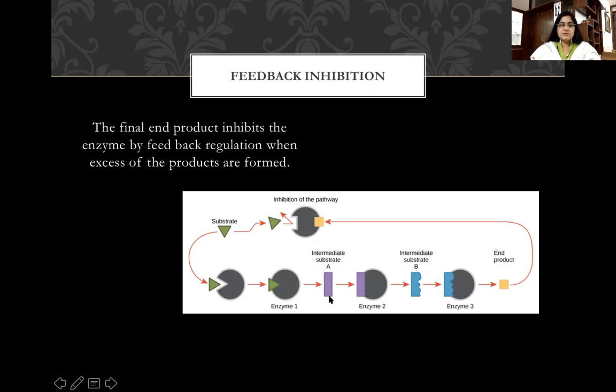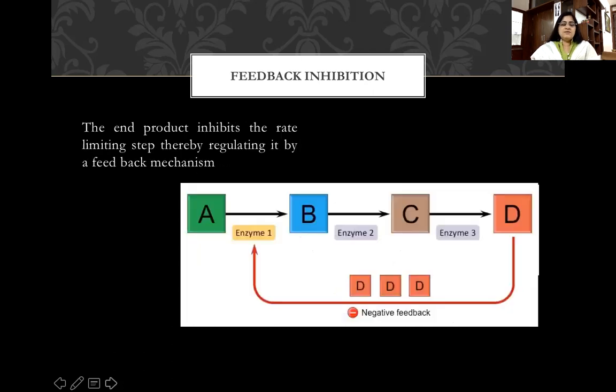So here you can see that in most of the metabolic pathways you have different enzymes. A will be converted to B will be converted to C. You have a step or a cascade of reactions which are controlled by different enzymes. For example, enzyme 1 converts A, enzyme 2 converts the substrate B, and finally you have the end product. So this end product itself goes and binds to the enzyme, and then it actually inhibits the pathway. So this is what is called feedback inhibition.